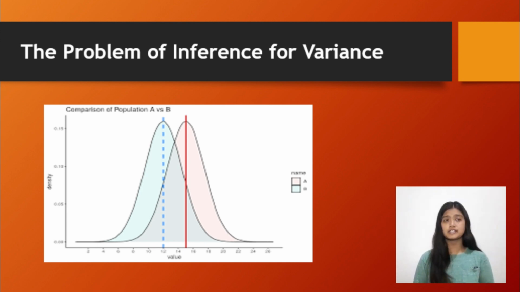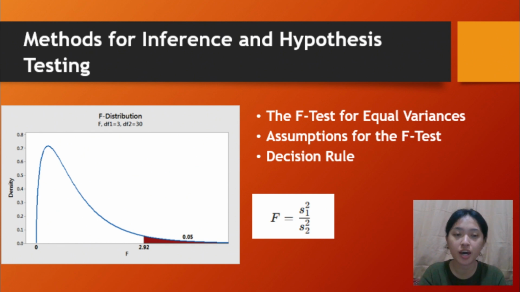Inference about variances often involves the use of sample data. The goal is to make conclusions about the population variances. This typically involves hypothesis testing or confidence intervals for variances. This is another chart. Methods for inference and hypothesis testing.